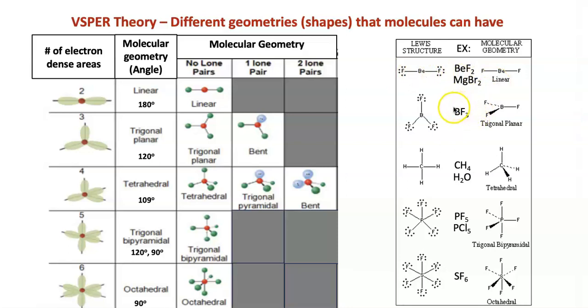If you have 3 areas of electron density and there are no non-bonding atoms, it's going to be trigonal planar. Otherwise, it would be trigonal bent. If you have 4 areas of electron density, it's going to be tetrahedral, for water and methane. And then if you have 5 areas of electron density like PF5 or PCl5, it's going to be trigonal bipyramidal. And if you have 6 areas of electron density, it's going to be octahedral.